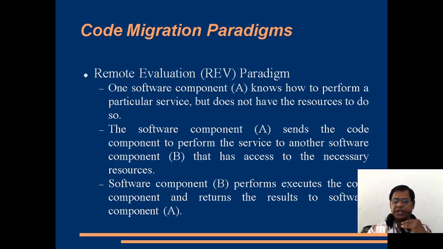Okay, there are three steps. The first one is sending the code, the second one is accessing the resources, and the third one is sending the report, the results, from B to A.